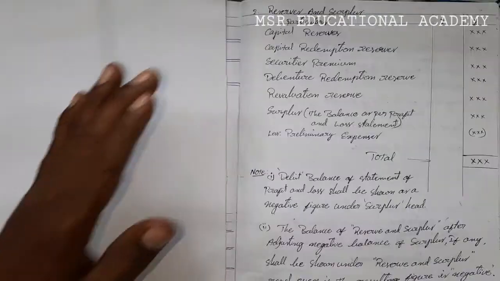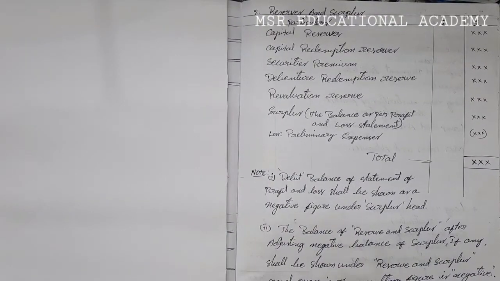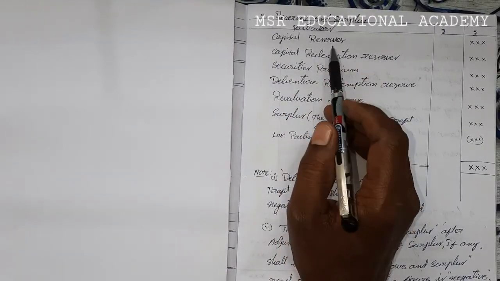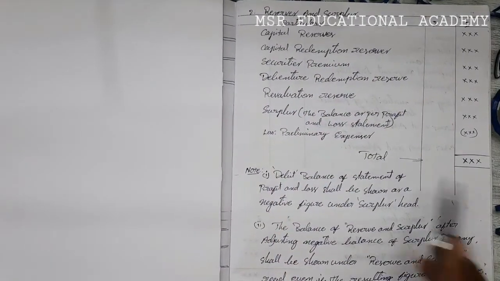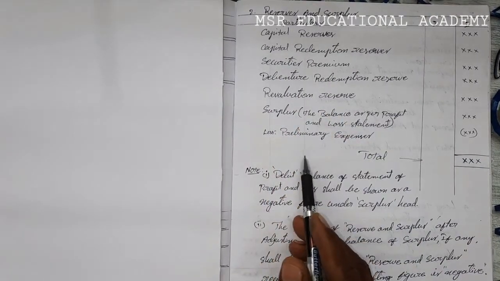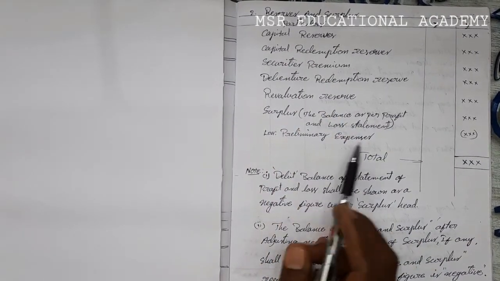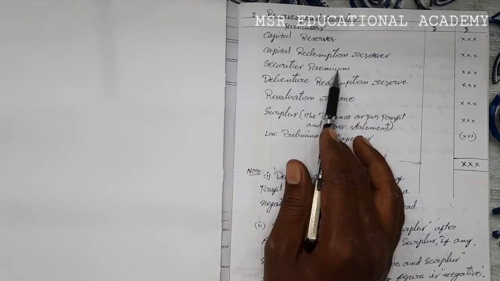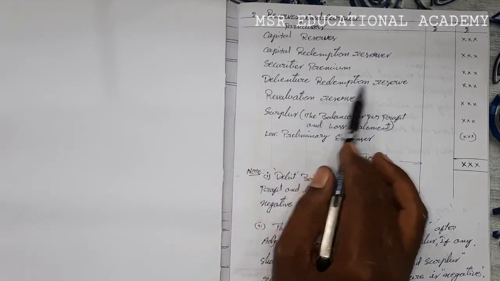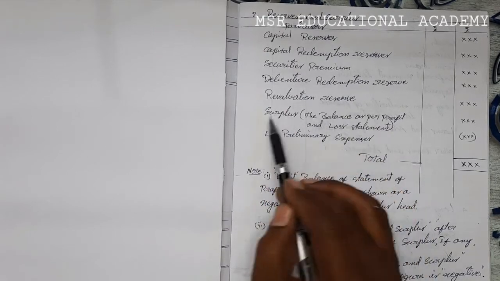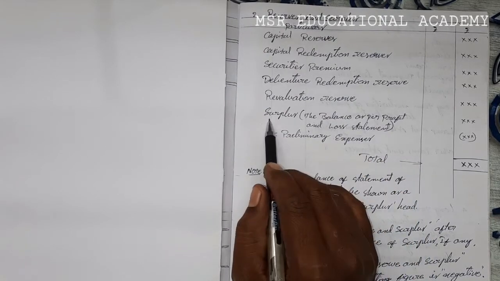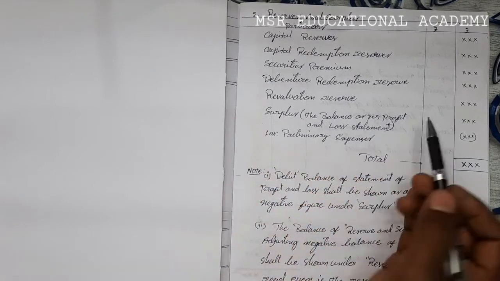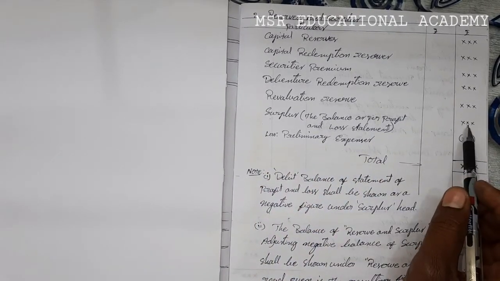And next, the second one: reserves and surplus. Under reserves and surplus, these are the reserves we should write. So there is capital reserves, capital redemption reserves, securities premium, debenture redemption reserve, revaluation reserve, and finally there is the profit and loss statement profit, that is a surplus amount we should write under reserves and surplus.